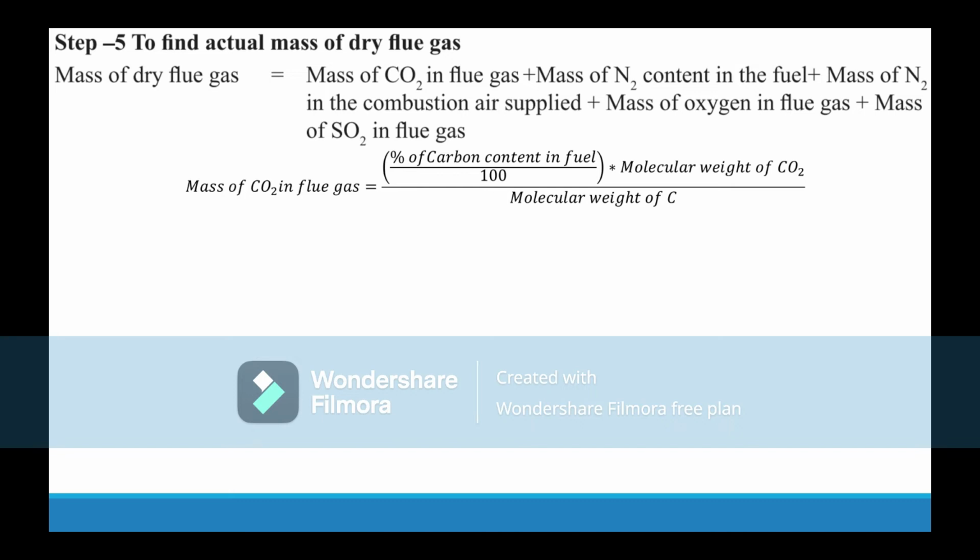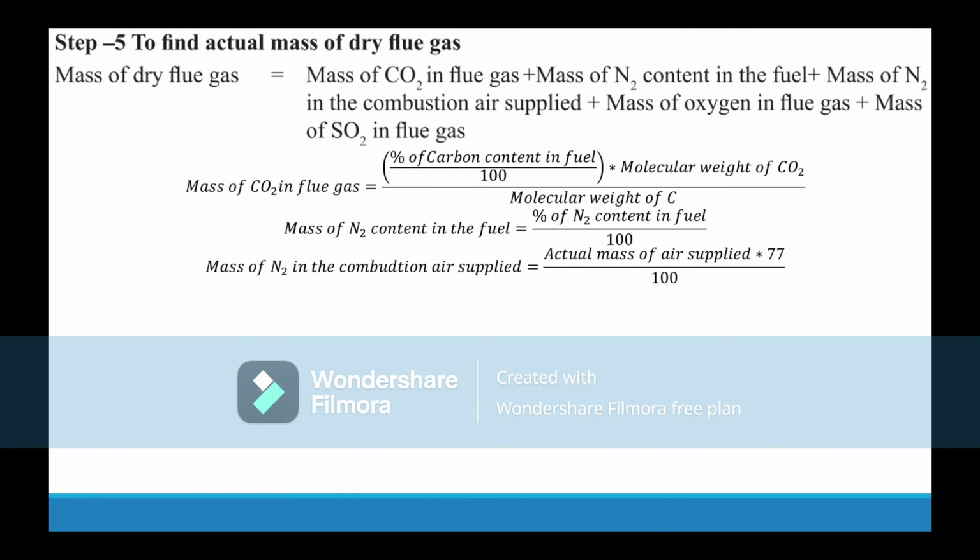Here, the mass of CO2 in flue gas is equal to the percentage of carbon content available in the fuel divided by 100, into the molecular weight of CO2 divided by the molecular weight of C. And the mass of N2 content in fuel is equal to the percentage of N2 content in fuel divided by 100. Then the mass of N2 in the combustion air supplied is the actual mass of air supplied times the mass fraction for air, which is 77 divided by 100.